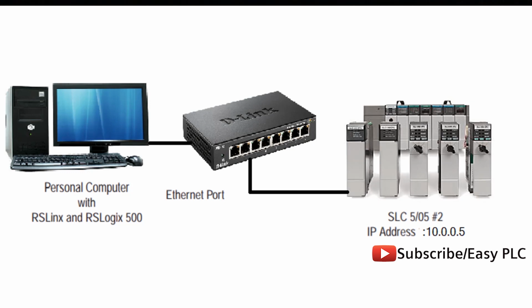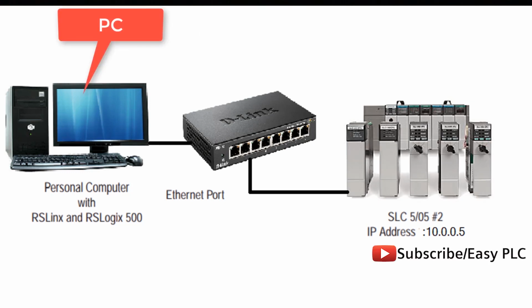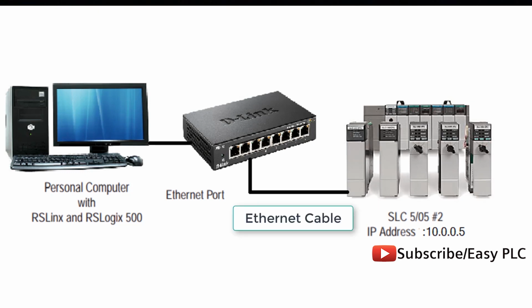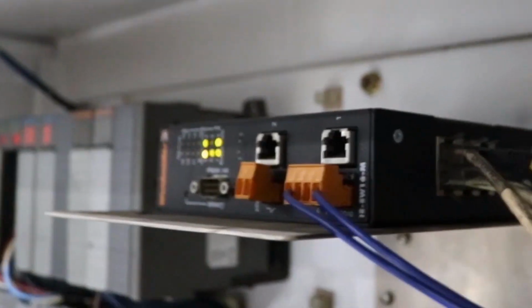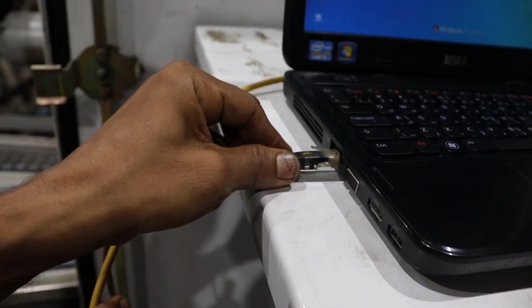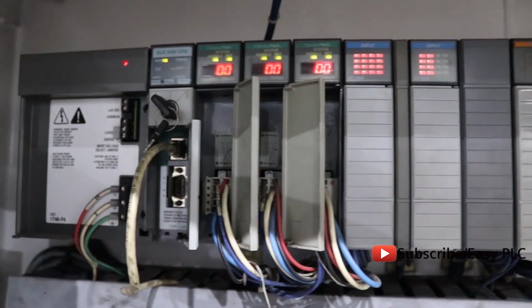You can see in the diagram, we have the SLC-500 connected to the Ethernet hub, and that Ethernet hub is connected to our PC. So we have an Ethernet cable connected to that Ethernet hub, or you can say a switch, and from there we have another Ethernet cable that is connected to our PC. Now I will show you the real PLC hardware and how it's connected to the Ethernet hub. In the diagram, you can see this is the Ethernet hub. We will connect our laptop to that particular Ethernet hub to connect to the SLC-500 PLC.